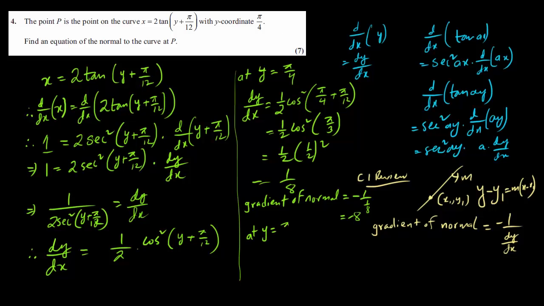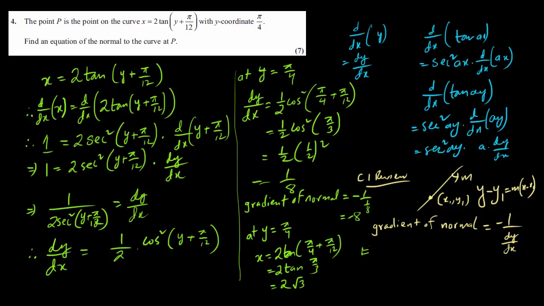So at y equals pi by 4, let's put it in the equation. So x equals 2 tan of pi by 4 plus pi by 12. So it is 2 tan pi by 3. So tan pi by 3 is tan 60 degrees. Tan 60 degrees is root 3. So this is 2 root 3.